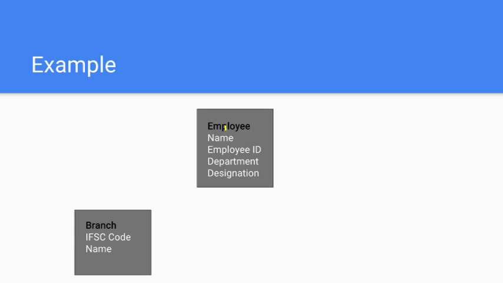So yes, this is an example where employee ID, name, department, and designation are the base class, and IFSC code and name are the child class. So the child class is going to take the properties of the employee class into itself. So we don't have to define stuff like employee ID, department, designation again in here. So it's just going to take these properties, right?